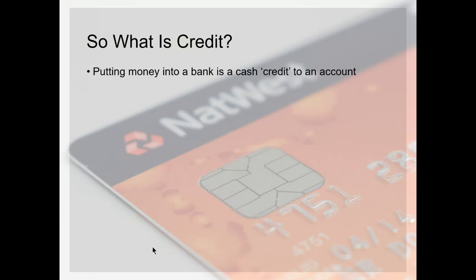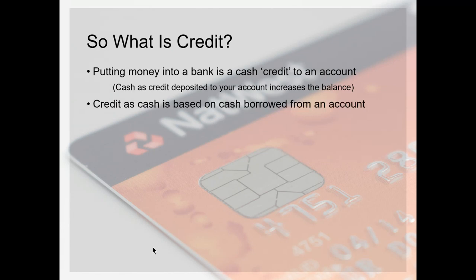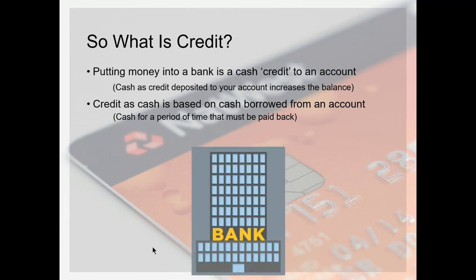So, what is credit? When you put money into a bank as cash, it's labeled as a credit in the account, but that's cash going into the account. So cash that is credit deposited to your account increases the balance. But we're going to be looking at credit as cash, and it's based on the idea that cash is borrowed from an account. So cash is being borrowed for a period of time, but it must be paid back.